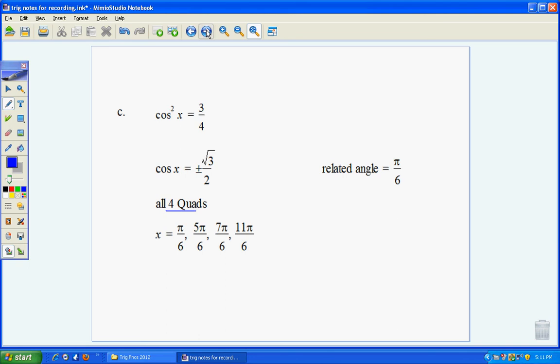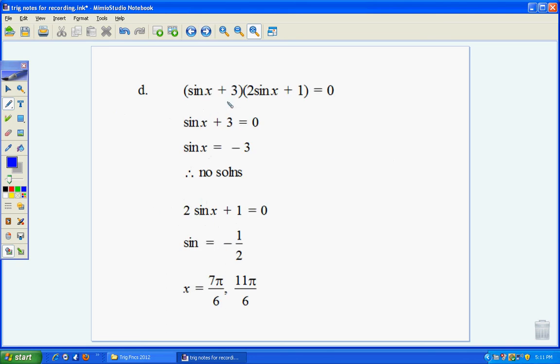Again, when we've got a quadratic here, because if we expand that out we get a quadratic, it's already in our factorized form. Each one of these can be equal to 0. So we take our first expression, set it equal to 0, sine of x is going to be equal to minus 3, we get no solutions there.